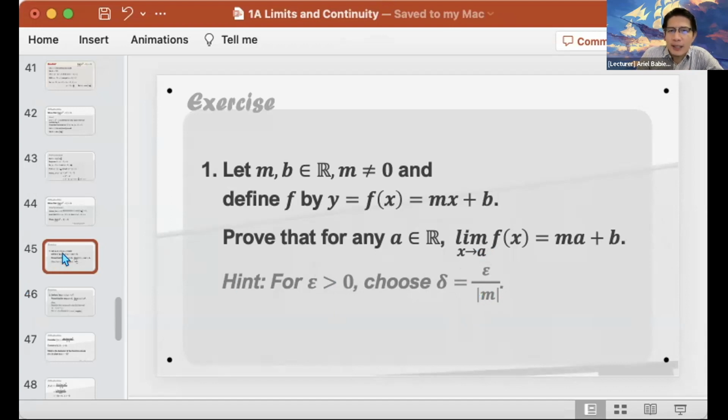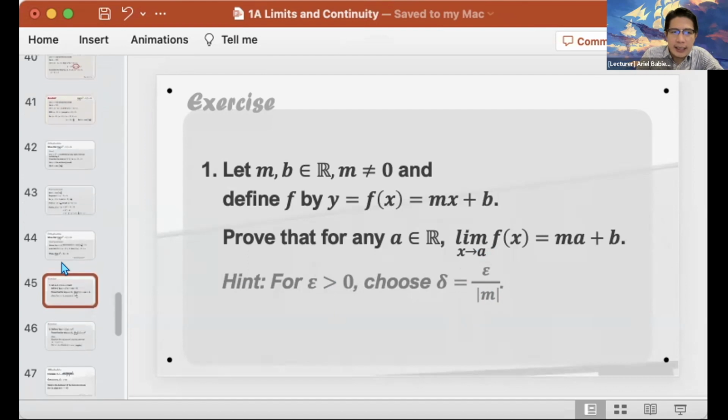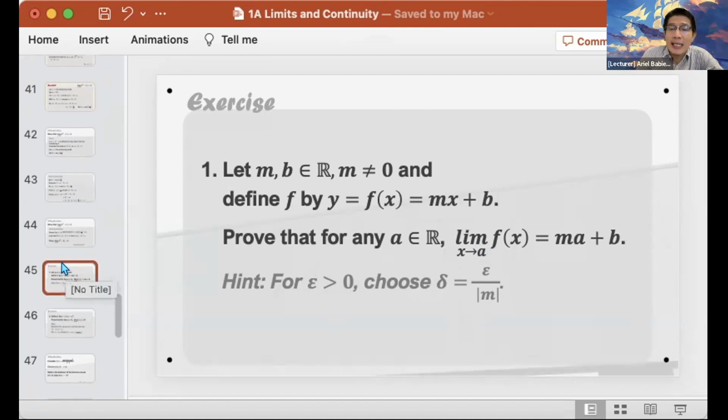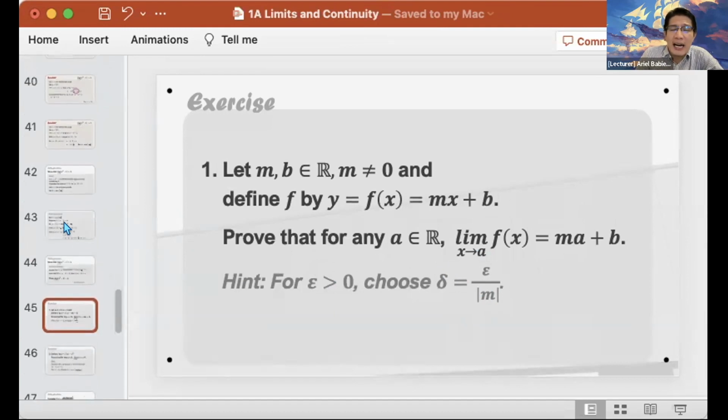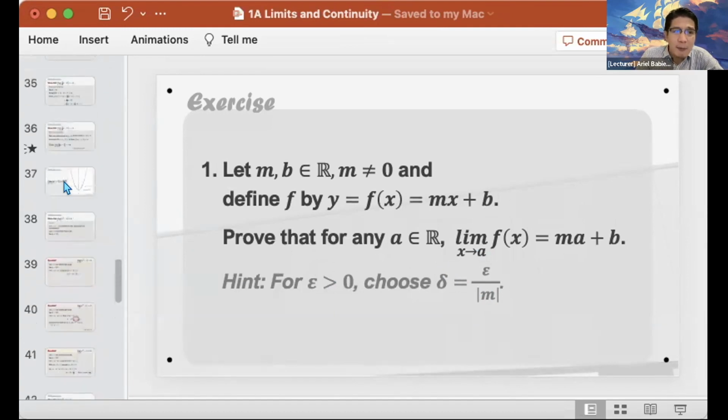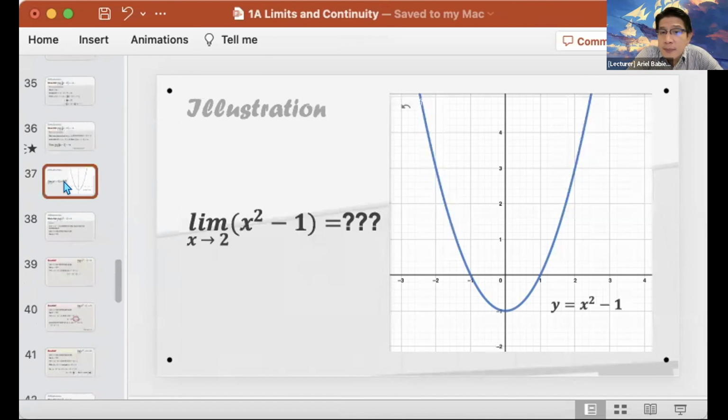Okay, so why did I show you the general case? For some functions, you can really come up with a general choice of delta. However, it does not work that way every time. For example, yung quadratic function. This is a very simple quadratic function, the limit of x squared minus 1 as x approaches 2. Again, huwag niyo kaagad sabihin na substitute lamang yan.